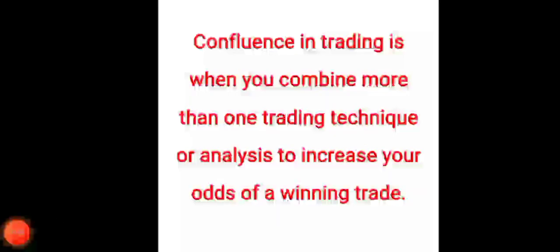So confluence in trading is when you combine more than one trading technique or analysis to increase your odds of a winning trade. So you can simply put that when you see multiple trade signals lining up on your chart, let's say you want to go long, you check based on this, you see it is telling you buy. You check based on another analysis, a different analysis, uncorrelated. It must be uncorrelated. So you check through another strategy, you see it is also saying buy. You check through another strategy, you see it's also saying buy. So there are more chances of that trade playing out in your favor.